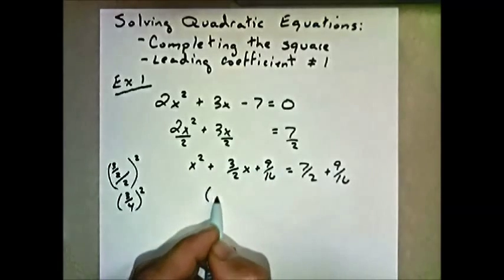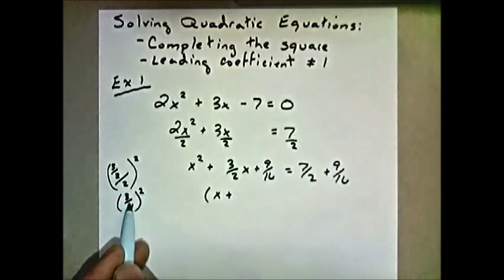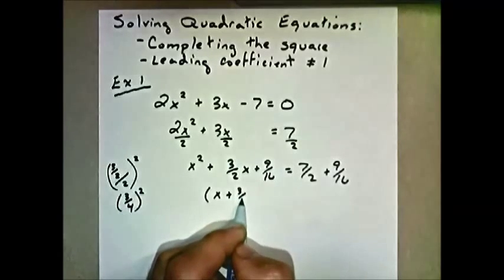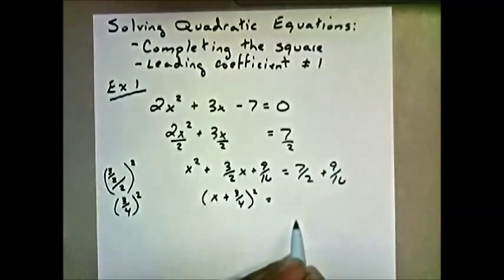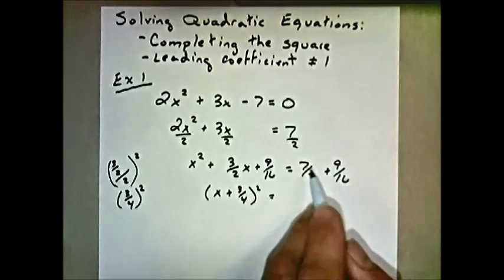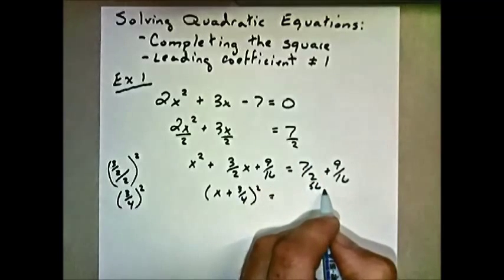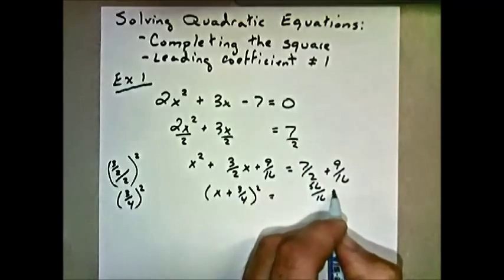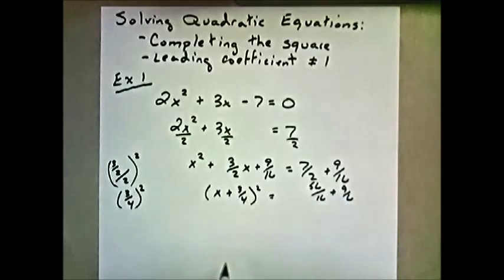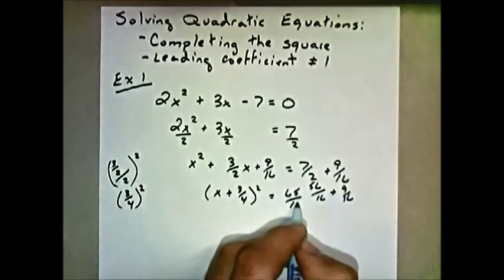Factoring this, if you remember, factors fairly easily because we have that constant term already figured out for us. It's going to be 3/4 squared. So our only true math is over here. We need a common denominator between 2 and 16, which is 16. So we're going to multiply this by 8 over 8. And we end up with 56/16 plus 9/16. 56 and 9 gives us 65/16.